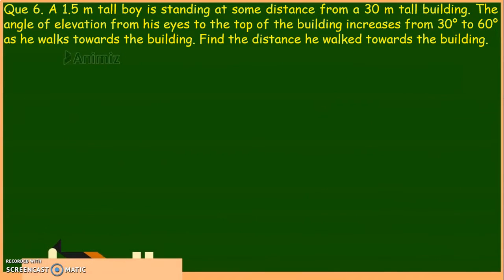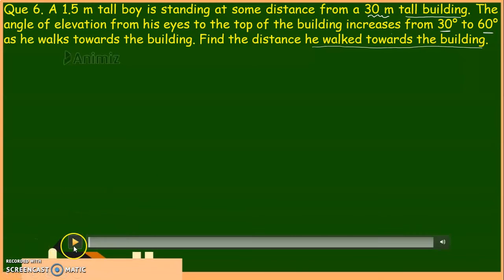See the first question: a 1.5-meter tall boy is standing at some distance from a 30-meter tall building. The angle of elevation from his eyes to the top of the building increases from 30 to 60 degrees as he walked toward the building. Find the distance he walked toward the building. The important thing about such questions is to understand the question and draw the diagram according to the question.